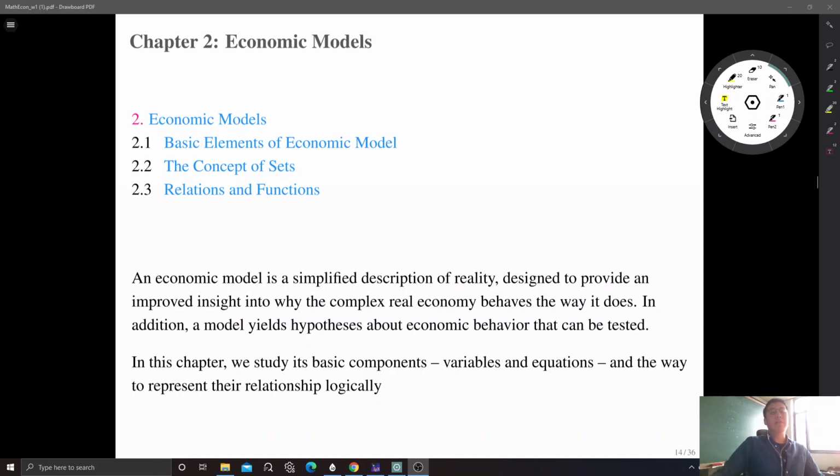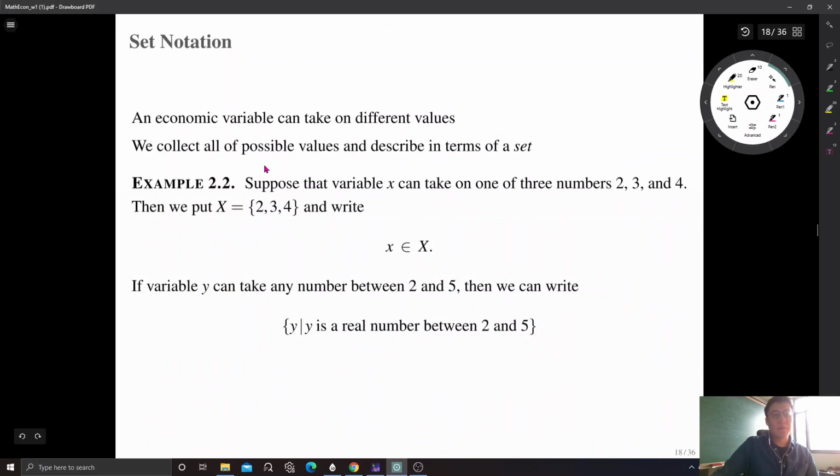All right, in the second video, I'm going to talk about sets. So that is section 2.2. We defined a variable as one that takes on different values, and we may collect all of the possible values that the variable of our interest can take on and describe them in terms of a set.